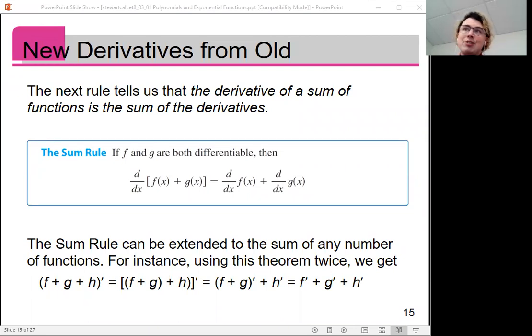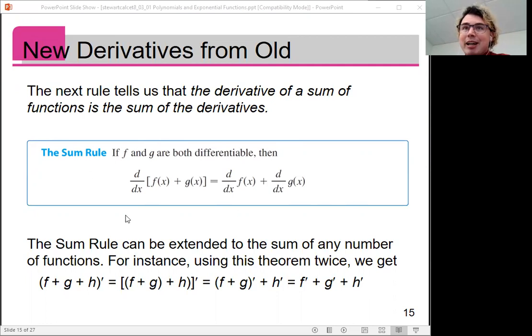Now, granted, both of these functions need to be differentiable, but as long as that's true, and that will be true for most of the functions we see in this class, then the derivative of the sum of the two functions is equal to the sum of the two derivatives calculated separately.